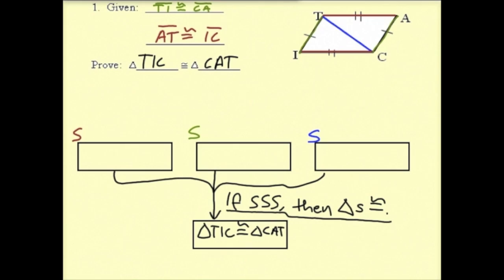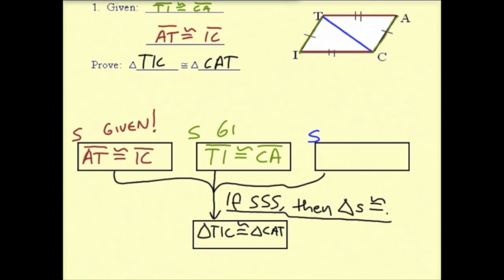So which pair of sides do we have? I know AT is congruent to IC, and the reason that I know that to be true is that's given information. Likewise, the green segment TI and CA are congruent for the same reasons. We've got given information. And then lastly, we need to talk about the shared side.